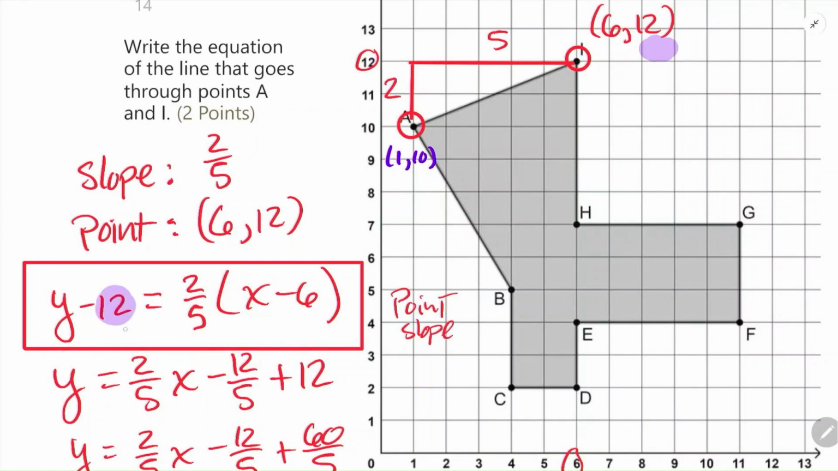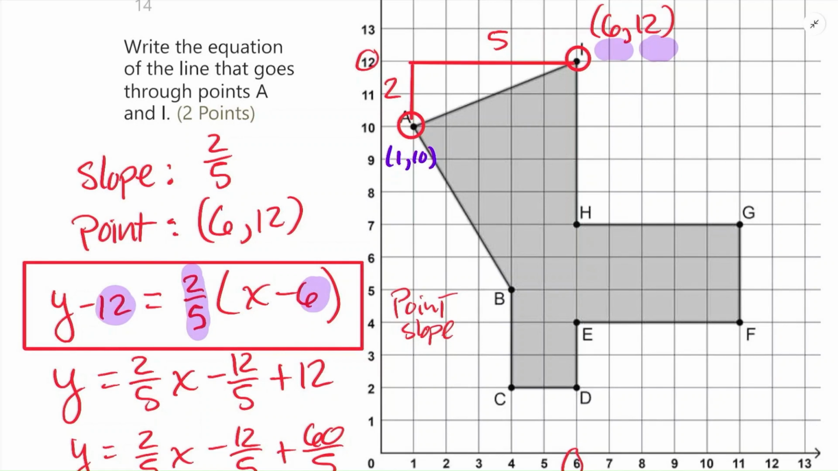So y subtract this positive 12 equals my slope, right? Slope, which is 2/5, times the quantity of x minus the x value that I know. X minus my x, and my x value that I know is 6. So that is the equation of it in point slope form.